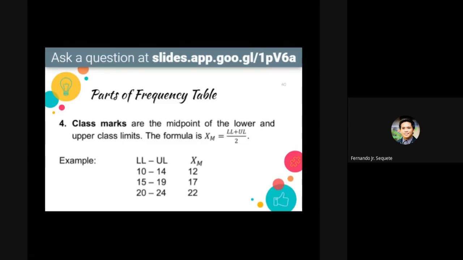Ibig sabihin, ang pag-solve nato sa itong class marks children would be 10 plus 14 divided by 2. That is why between 10 to 14, your midpoint is 12. Okay? And then 15 to 19, the interval 15 to 19 children, the midpoint of that is 17. So kailangan talaga natin itong malaman children because kini ato ang discussion mag-increase ang level ani niya.